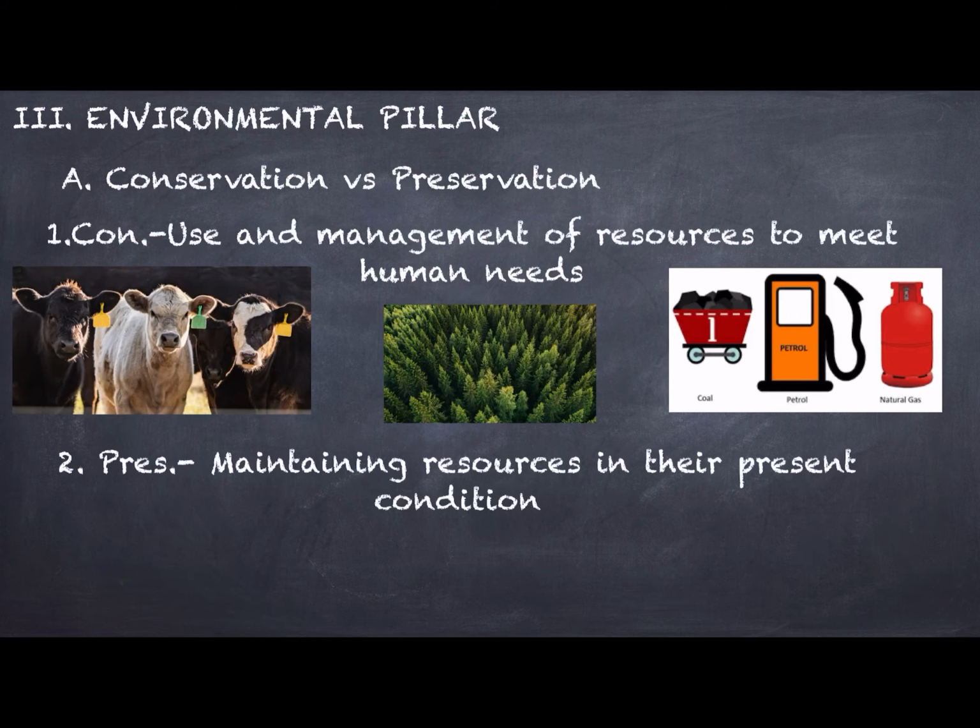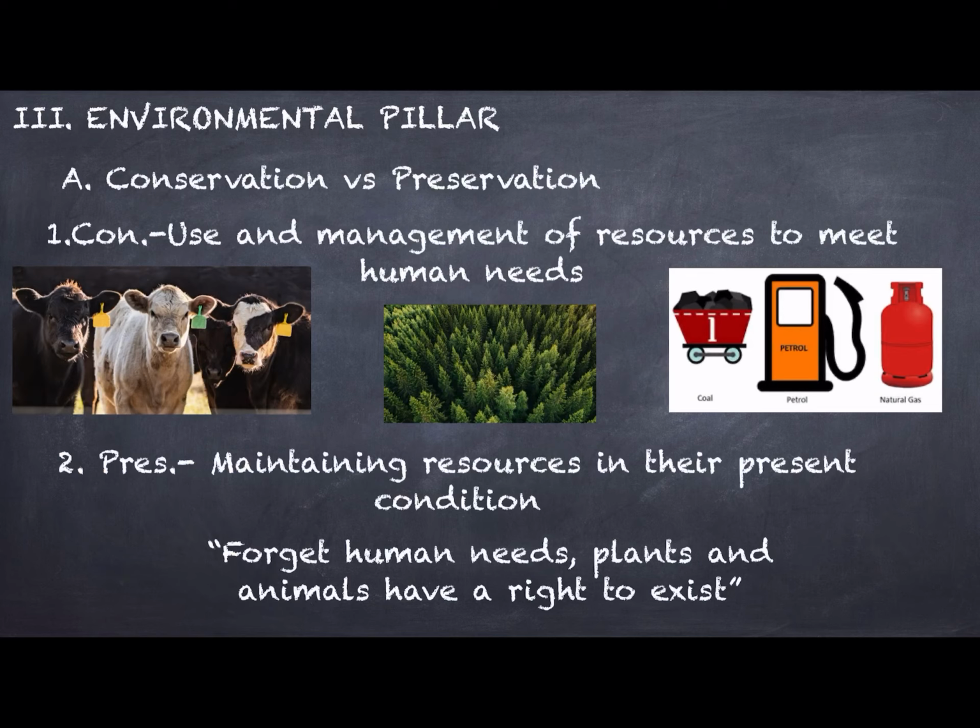Preservationists are a little bit different. Preservationists maintain resources in their present condition and don't think about resources like cows and trees and non-renewable resources like coal and oil and natural gas in order to meet human needs. Here's a pretty cool quote that helps you to understand the difference. Preservationists say basically, forget human needs. Plants and animals have a natural right on Earth to exist without thinking about how they can be used by humans. And that's a very important lesson about the difference between conservationists and preservationists.